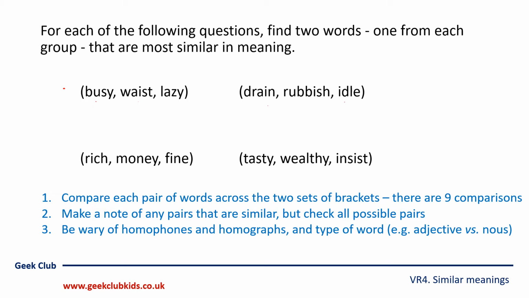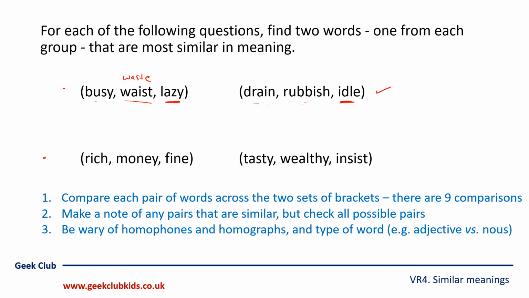Waste and drain. Nope. Waste and rubbish. Oh, waste and rubbish. They might sound similar. But actually, let's look at the spelling of waste. This is a waist as in a part of your body, as opposed to waste, W-A-S-T-E, which does mean the same as rubbish. So this is an example of a homophone that's been included to try and trip you up. But it's not going to trip us up, so we'll carry on. Waist and idle, no, they're not the same. Lazy and drain, lazy and rubbish, no, but lazy and idle, yes, those are the right answers here.